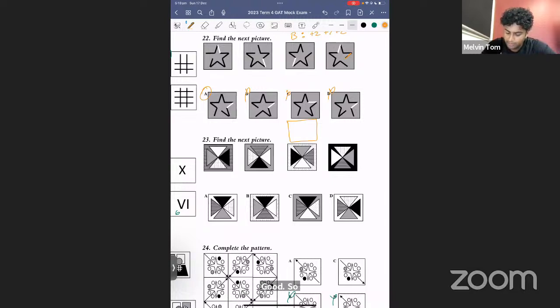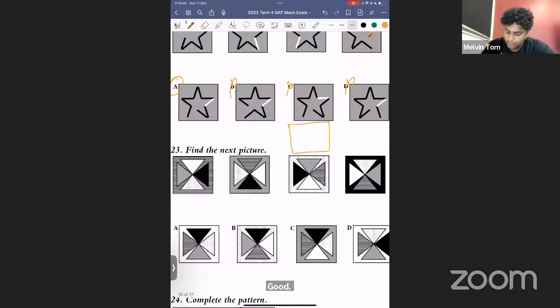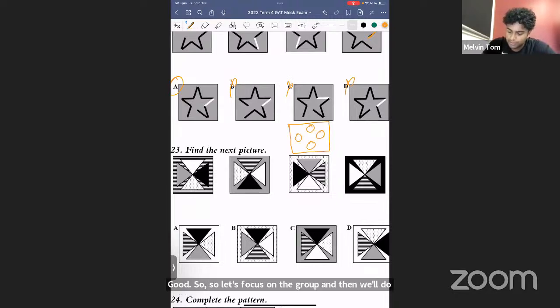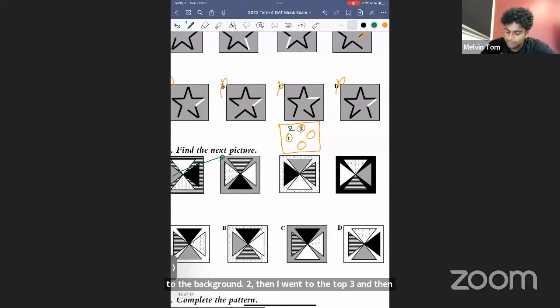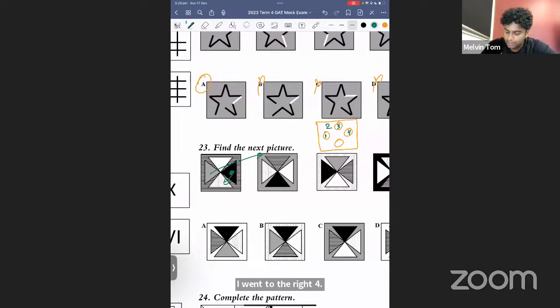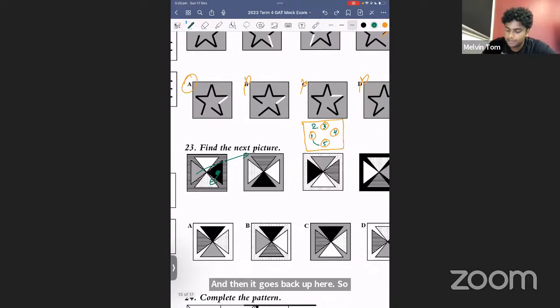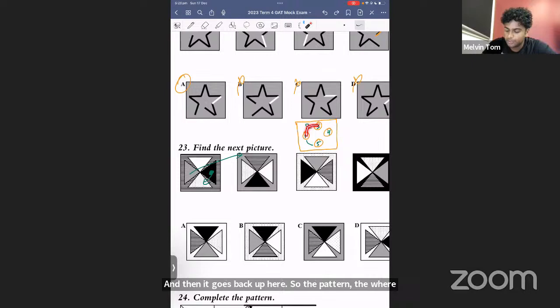So a color will, so let's focus on the, and then we'll do 1, 2, 3, 4. The gray starts off on the left here, 1. Then it went to the background, 2. Then it went to the top, 3. And then it went to the right, 4. And then let's focus on the black, which is on the right. The black went down here, 5. And then it goes back up here. So the pattern, where the colors move, is that it starts off here, it goes to the background, goes to here, here, here, and back to 1. So it's moving around like this.